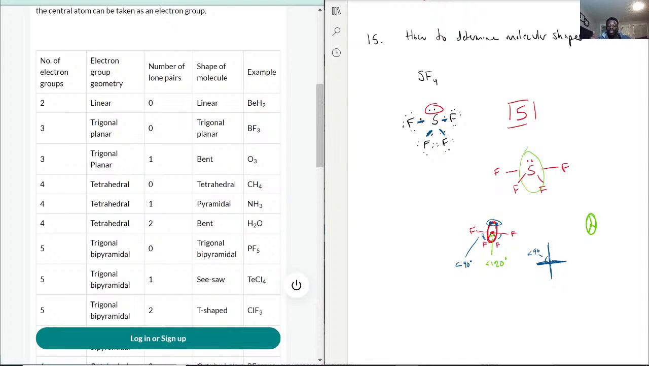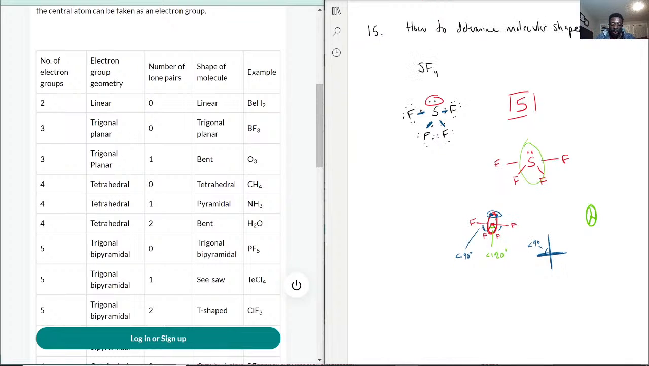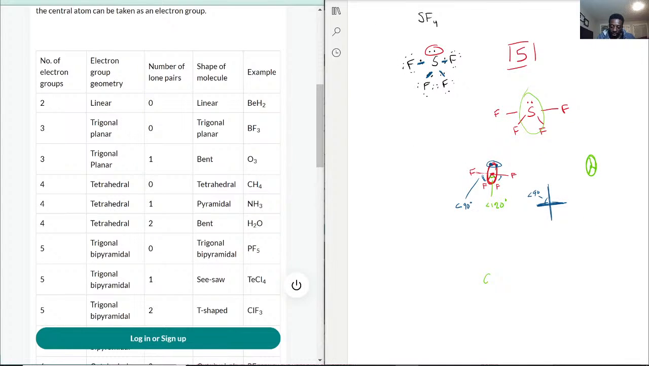But the key thing is that you want to be able to identify your electron groups, whether they're lone pairs or actual bonds, okay? And the reason I say bonds is that you have to remember that even double bonds still count as one bond. So I'm trying to think of an example here. If I had something like CH2O, this would still actually be 3 for the electron groups, okay?